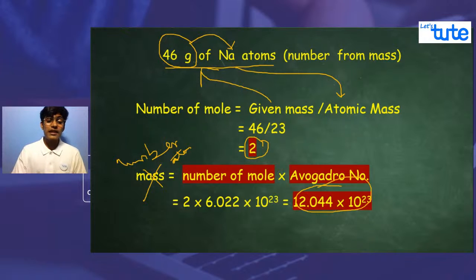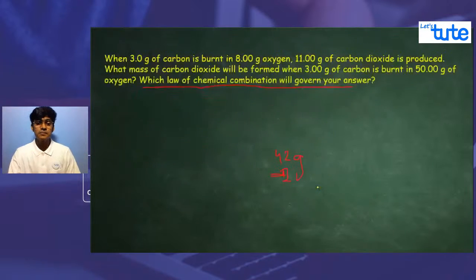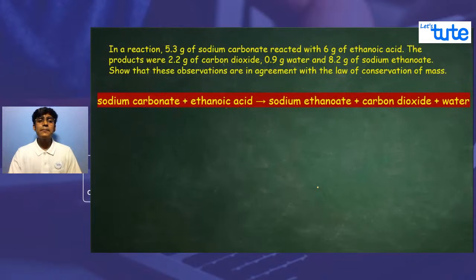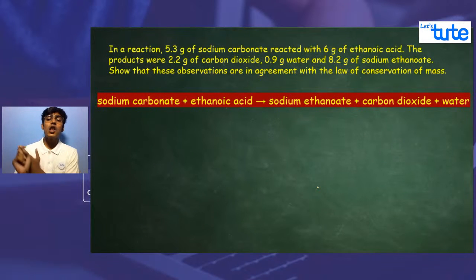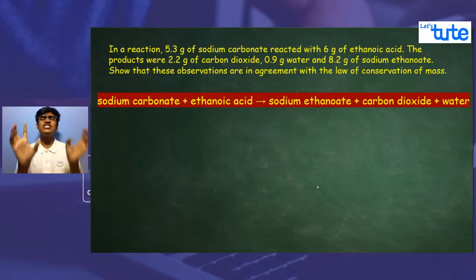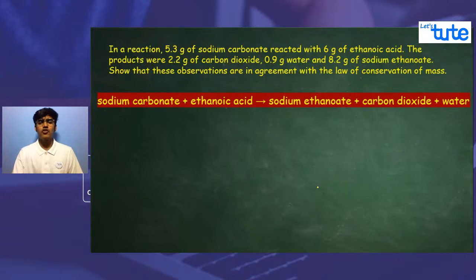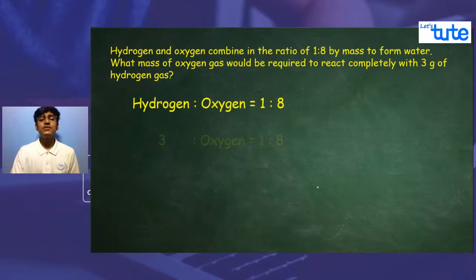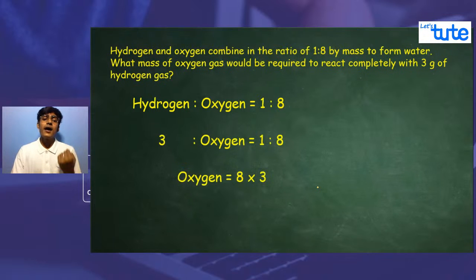Okay, so let me repeat the whole thing which we have gone through. In the first example, we were using the law of conservation of mass. We were checking whether the law of conservation of mass is satisfied or not. In the second condition, we were finding out the mass of a particular element if a particular element's mass is given to us.